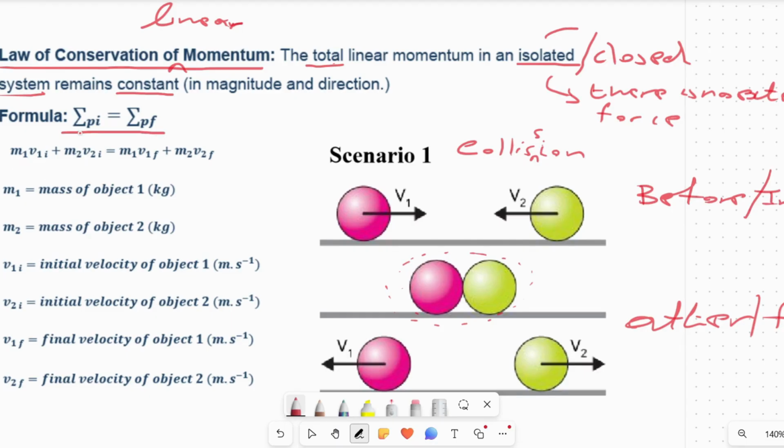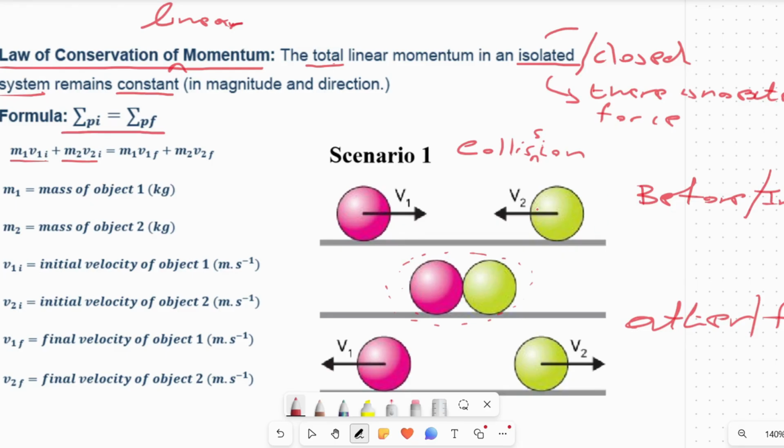Now how do we write the momentum? Remember there are two objects, but each object has its own momentum. That's why we are writing the formula like that. This is the momentum of the first object: mass 1, velocity 1, i. This is the first object and its initial momentum. Then this is the second object, because they are interacting. This is the before situation.